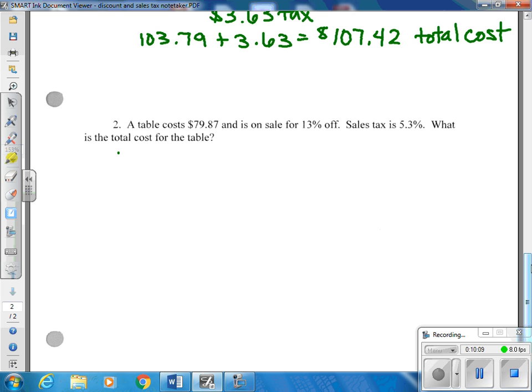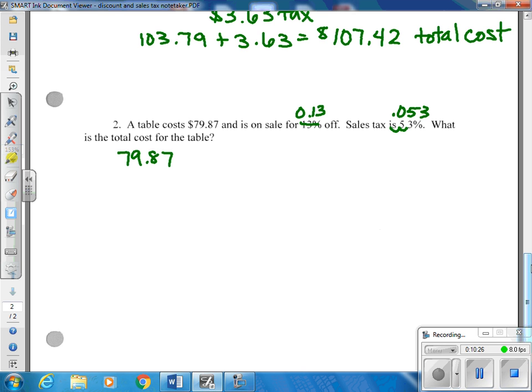All right, so we've got our $79.87 item. First thing we want to do is turn our percentages to decimals. 13% turns into 0.13. Okay, 5.3%, remember, move the decimal 2 places left, so that turns into 0.053. Now we can use them as we need them.